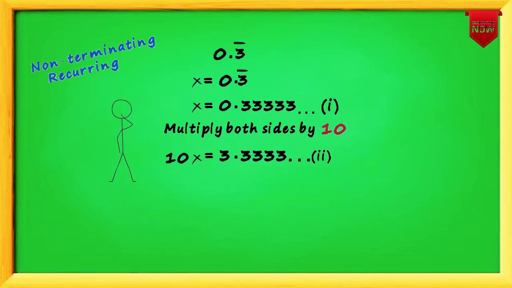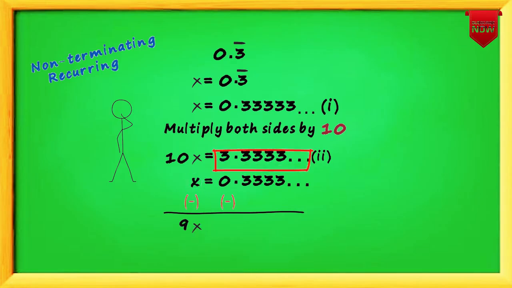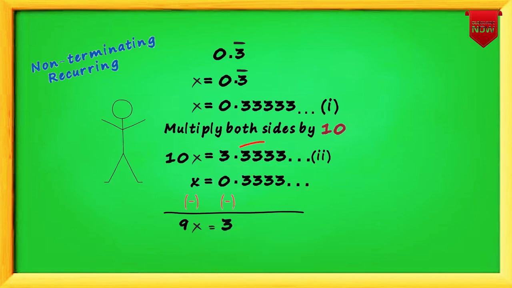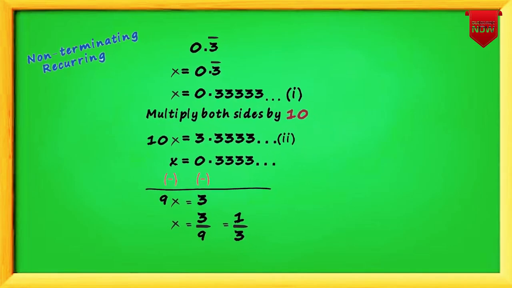So let's write the first equation here. x equals 0.3333 and so on. We subtract the left-hand sides and the right-hand sides. 10x minus x gives us 9x on the left-hand side, and 3.3333 minus 0.3333 gives us 3. We finally managed to eliminate the recurring decimal. We have just 3 on the right-hand side now. Transposing 9 to the right-hand side, we get x equals 3 by 9, which equals 1 by 3. Here we converted our recurring decimal to the rational number form p by q. Remember, our ultimate aim is to eliminate the recurring decimal.